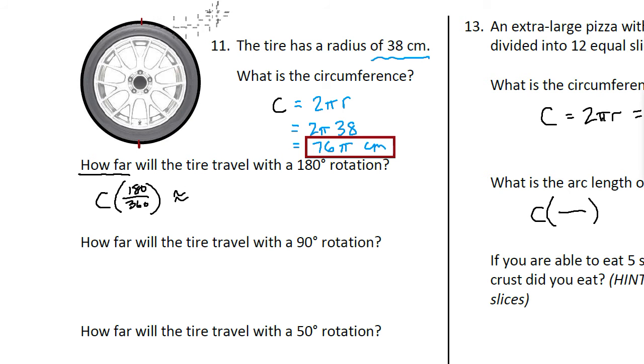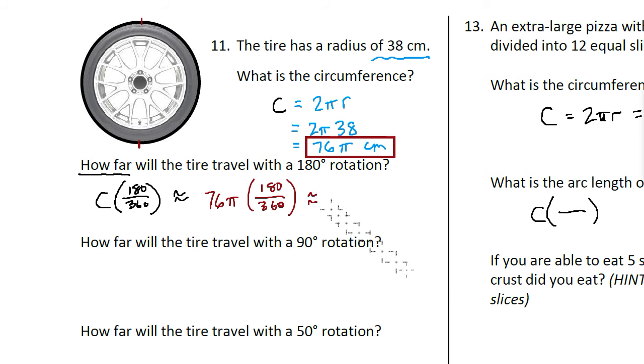So to find how far it's going to go, really, you're just asking, what is the arc length of this piece right here? 180 degrees of the circle. So to find that arc length, we're going to multiply circumference times 180 degrees out of 360 degrees. So here's our circumference, 76 pi times 180 over 360. This number is my total distance around the circle. This number is how much of that distance I want.